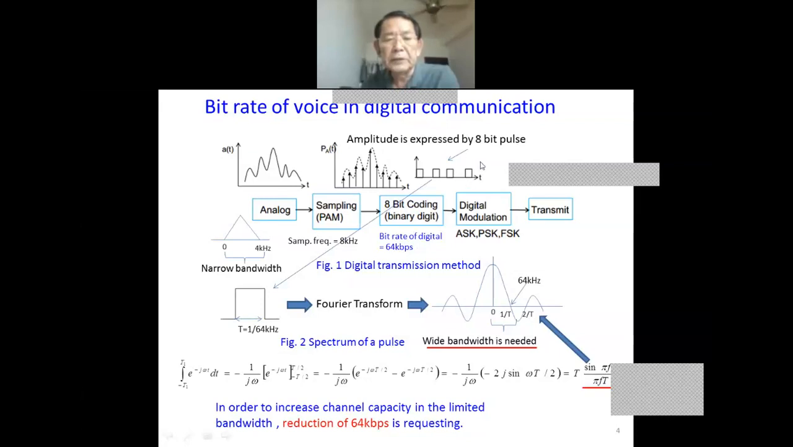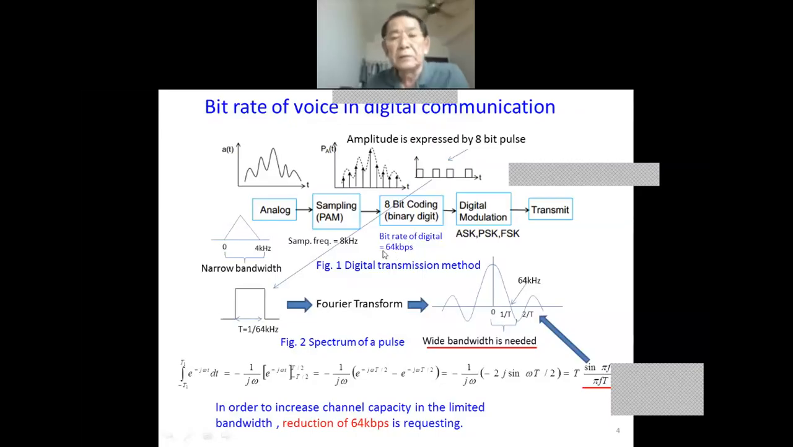Usually these 64 kilobit per second pulses are modulated by ASK, PSK, or FSK, and transmitted. So this is the process to send analog voice by digital signals. One more thing: here, the bit rate becomes 64 kilobit per second. That is important information.